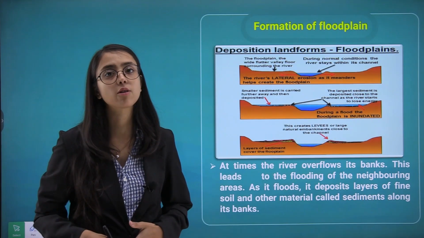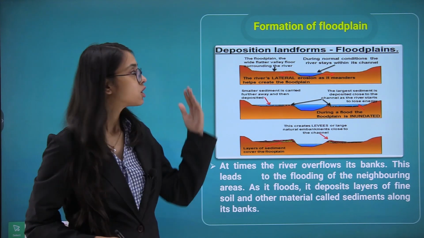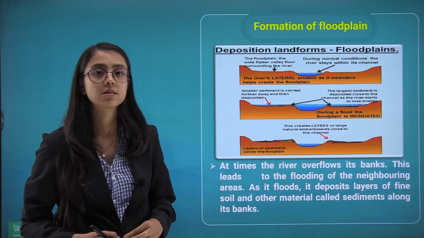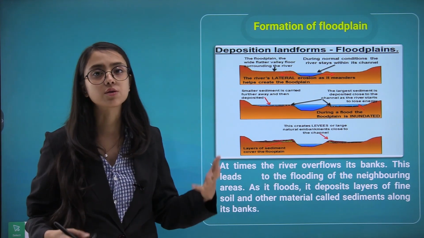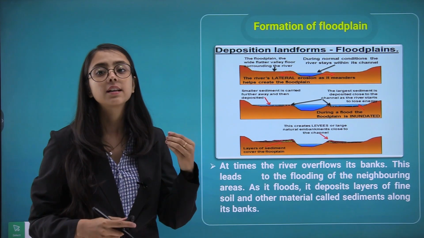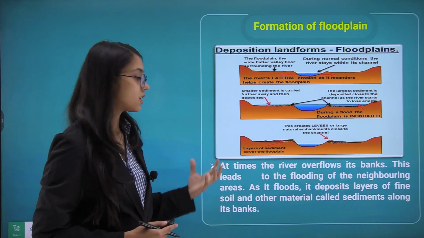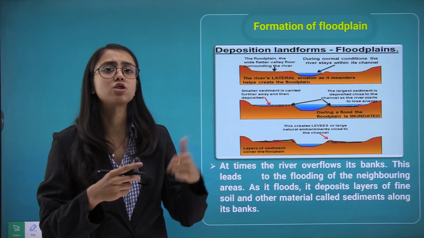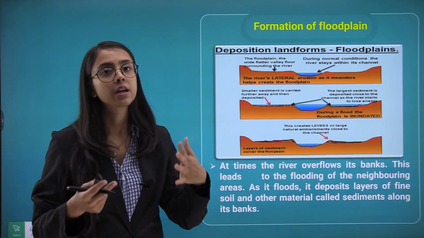Now let's talk about the formation of a flood plain. How are flood plains formed? The deposition on the landforms is known as flood plains. At times a river, when it overflows its banks, overflows the sides of the river, it leads to flooding of that particular area. As it floods, there are deposits or layers of soil and other materials such as stones and gravel, which are left on the banks of the river.